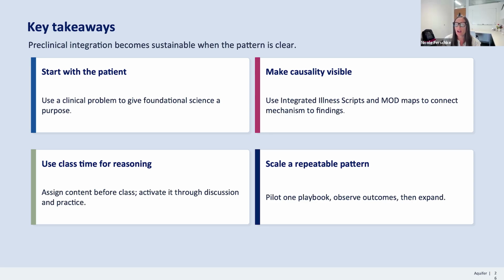Secondly, make causality explicit by incorporating our integrated illness scripts and mechanism of disease maps. Additionally, you can use class time for reasoning, discussion, and practice rather than repeating content. And lastly, scale a pattern only after a focused pilot shows that it's useful and sustainable.